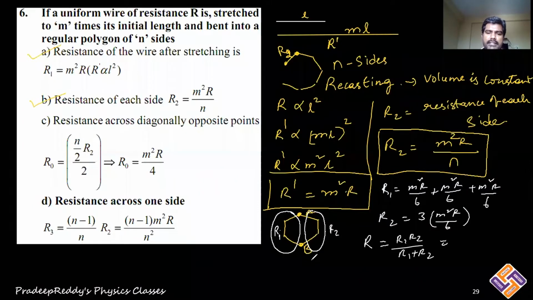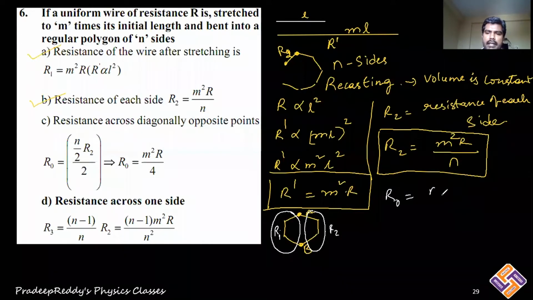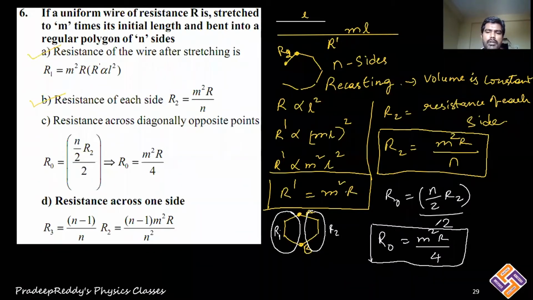If you want to find out the resistance, you should simply know which are connected in series and which are connected in parallel, and then you can find out the effective resistance in the circuit. For that, you have one direct relation that I am giving you. Direct relation is R0 is equal to n by 2 times R2 divided by 2, or you can write it as R0 is equal to m square R divided by 4.